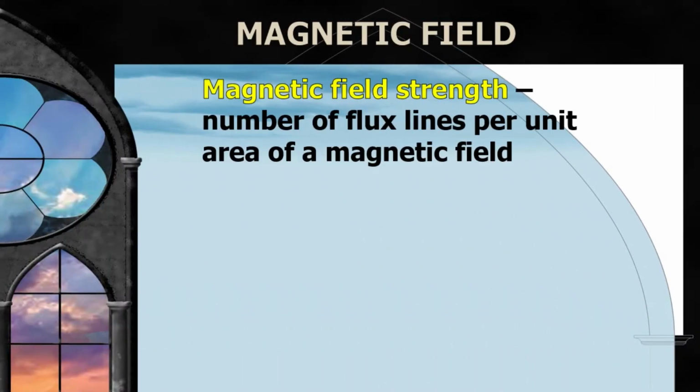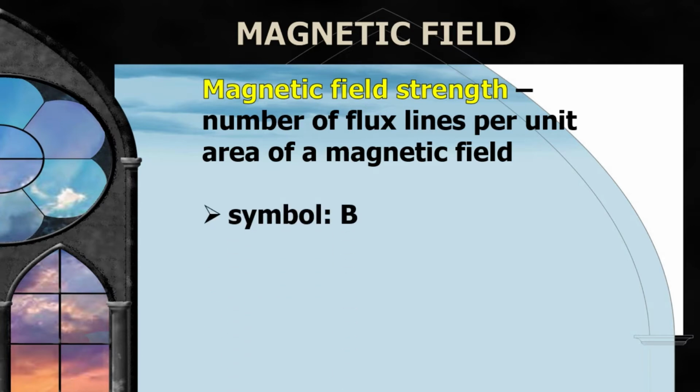The magnetic field strength of a material or a magnet depends on the number of flux lines passing through it. So when we talked about magnetic field strength, this is actually the number of flux lines per unit area of a magnetic field.